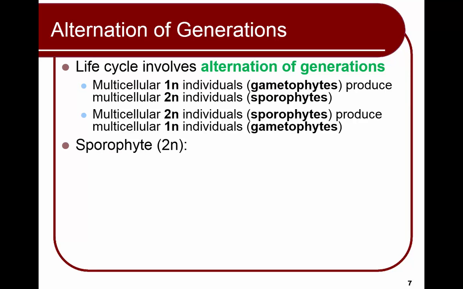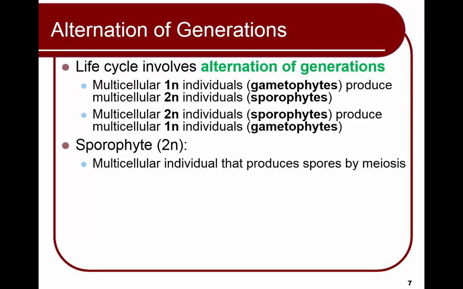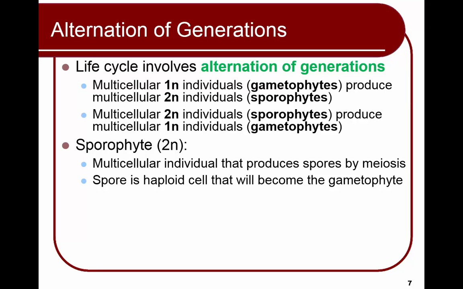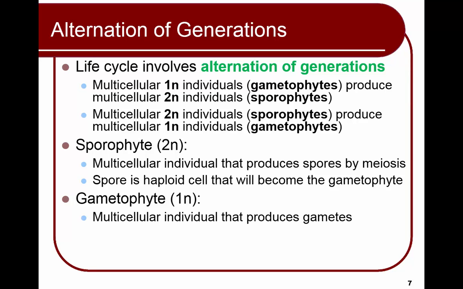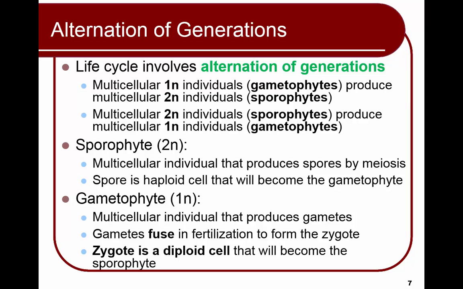The sporophyte, as we said, is diploid. It produces spores by meiosis, and that spore is the haploid cell that becomes the gametophyte. And then the gametophyte that's haploid produces the gametes. And the gametes fuse in fertilization and produce the zygote, and the zygote is the diploid cell that becomes the sporophyte. So you see how the generations alternate here.